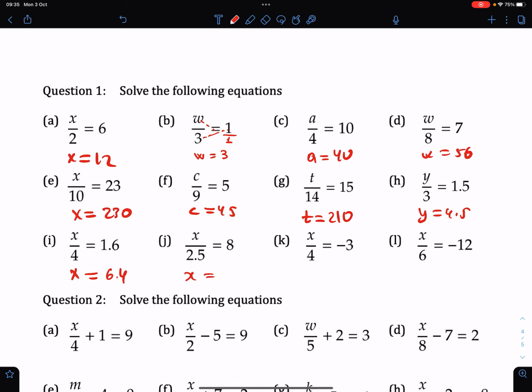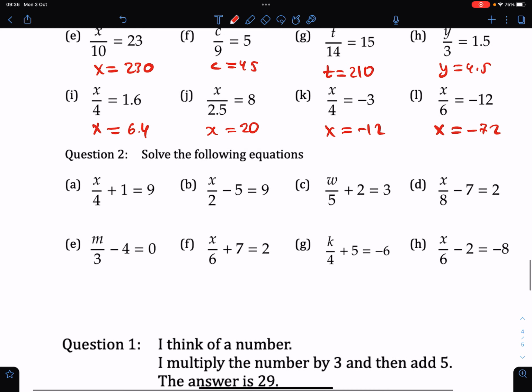X equals 8 times 2.5. What's the answer? 20, she says. Yes, 20. X over 4 equals negative 3, x will be negative 12. X over 6 equals negative 12, x will be negative 72.